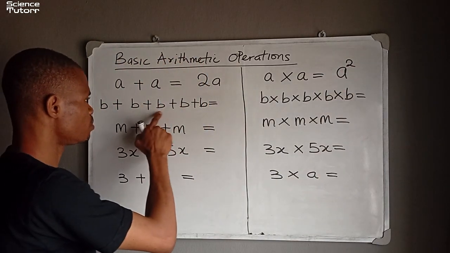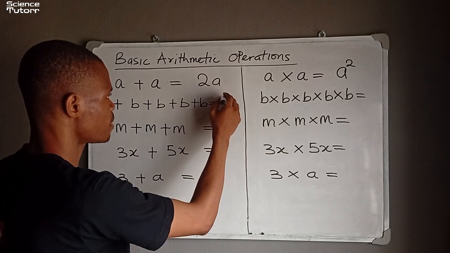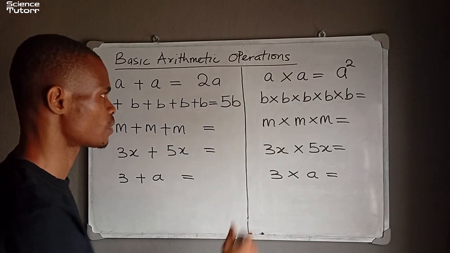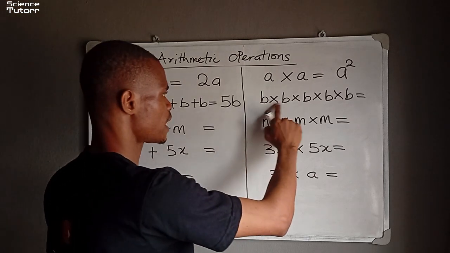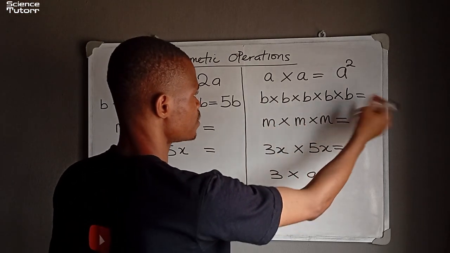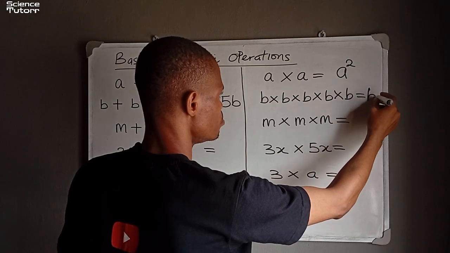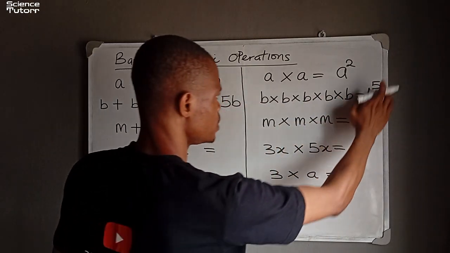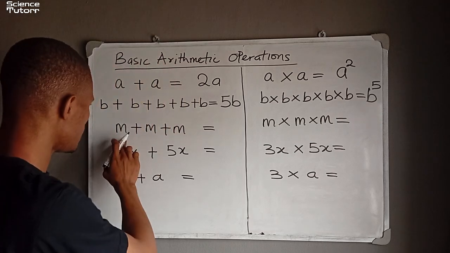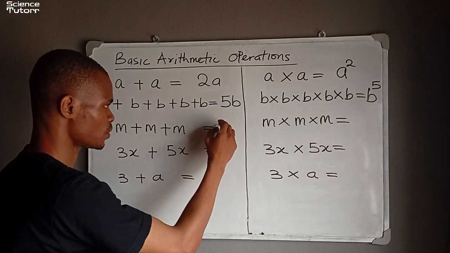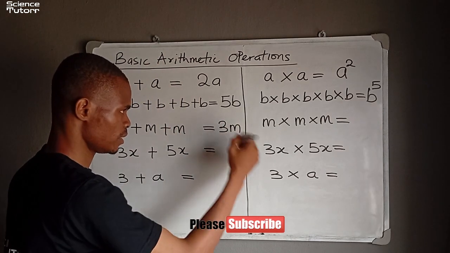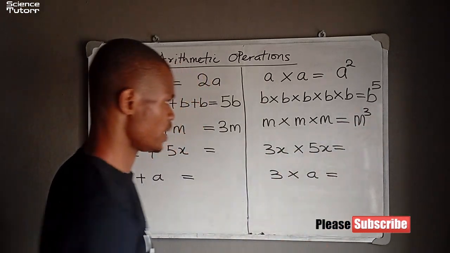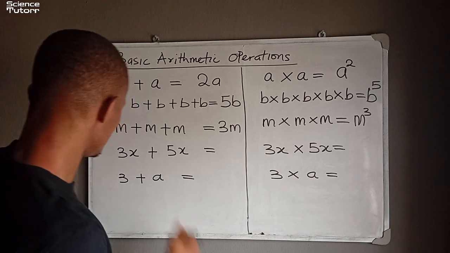B plus b plus b plus b plus b, we have b in 5 places, so that makes 5b in terms of addition. While b times b times b times b times b gives us b raised to power 5. This is 5b, this is b raised to power 5. M plus m plus m gives us 3m, while in this case, we have m cubed, or m raised to power 3.